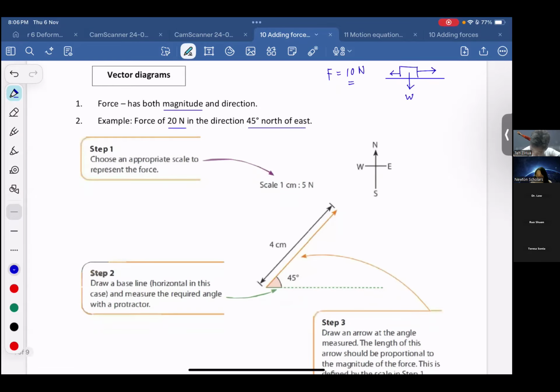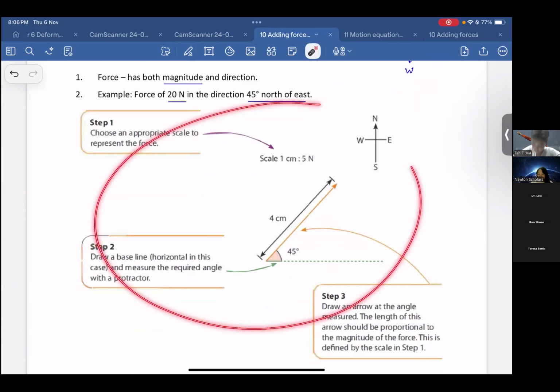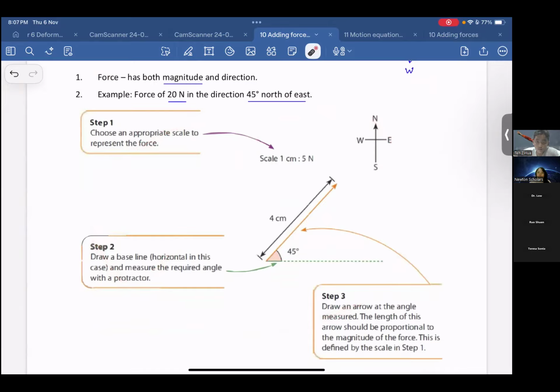First, you need to set your scale, a suitable scale for you. If the space for you to answer is big, but you draw your diagram so small, that is not a good scale. So we try to draw as big as we can. The bigger the diagram that you draw, the more you can minimize the error.